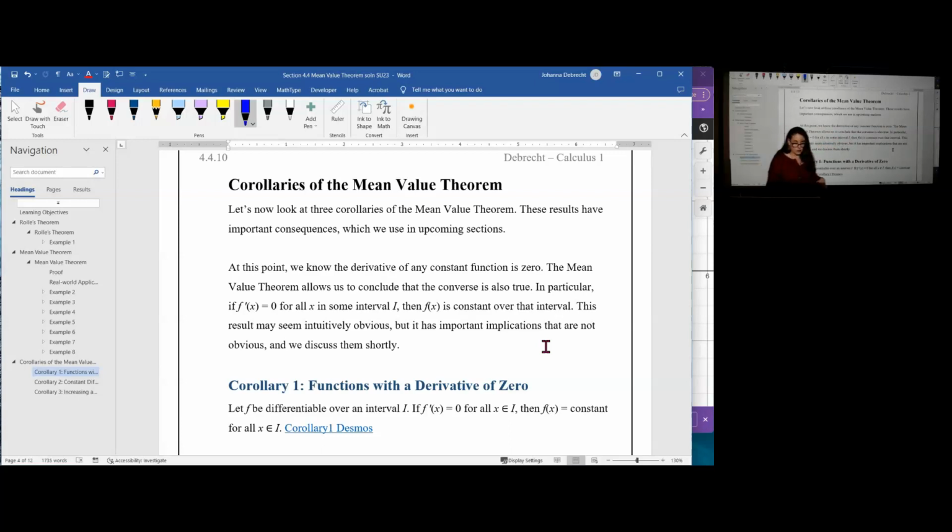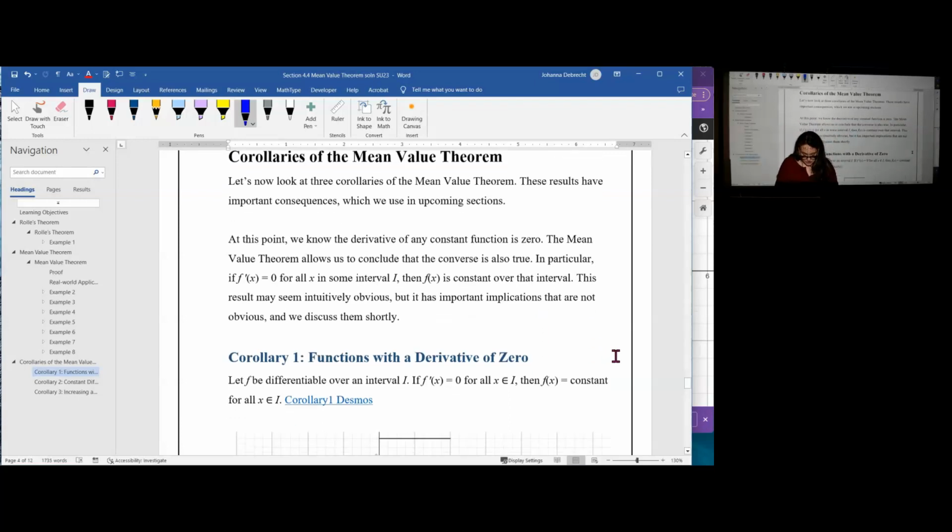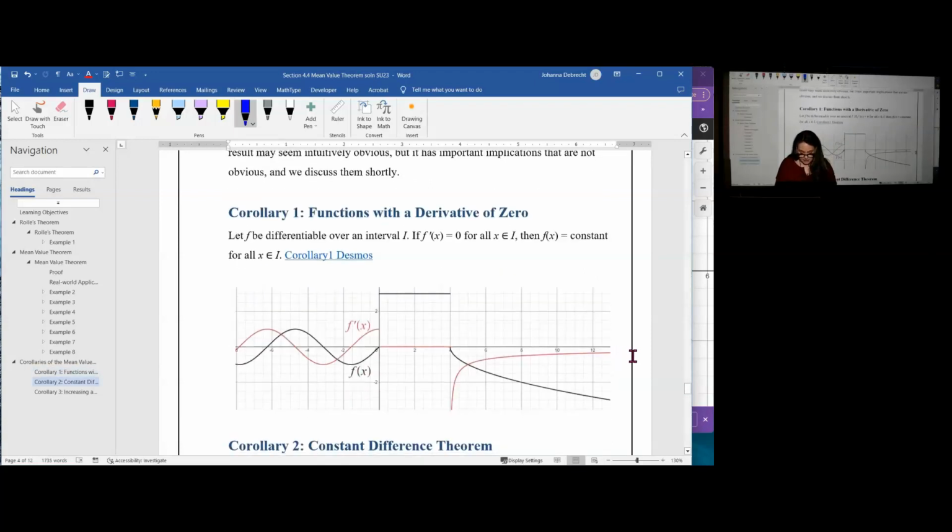Let's take a look at the corollary now. Assuming that the function f is differentiable over an interval I. Notice they didn't say anything about continuity. Why was it not important to mention continuity? We are applying the mean value theorem. Well, remember, if it's differentiable, it must be continuous. So saying the function is differentiable implies continuity.